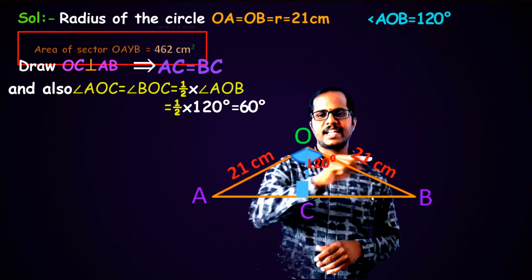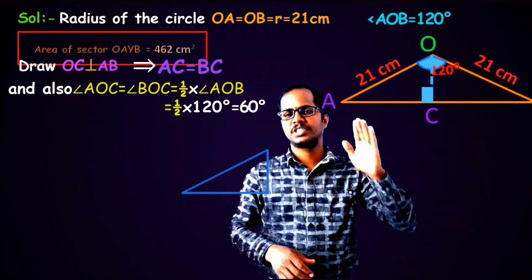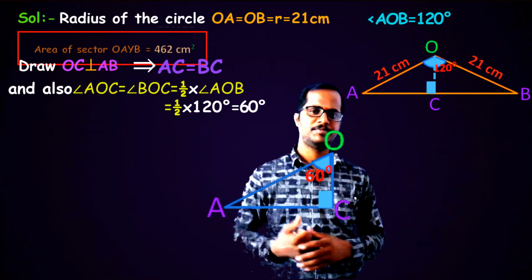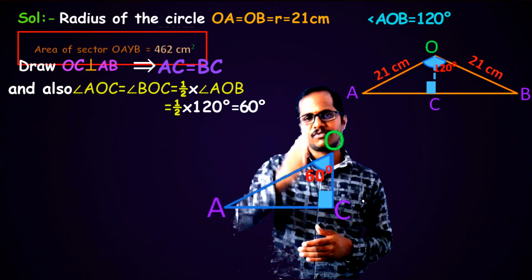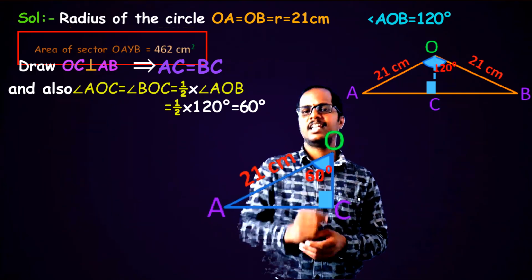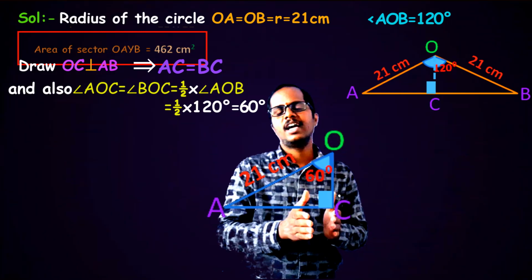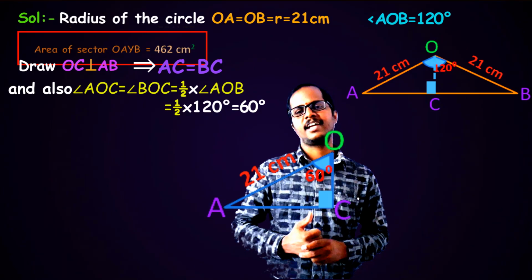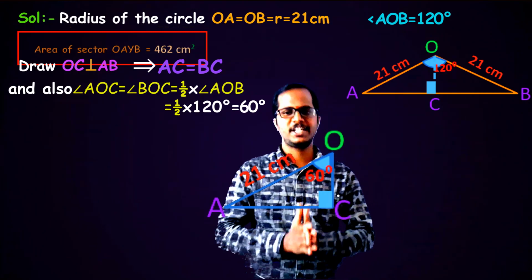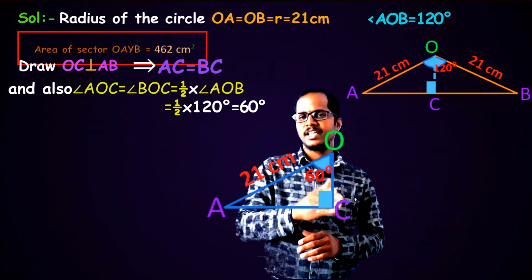To find this, let us take triangle AOC. Let us take right triangle AOC, in which angle AOC is 60 degrees and length of OA is 21 centimeters. Now in this triangle we need to find OC. So how can we find the length of OC? Here in this triangle we have one angle and the length of one side. So when we know one angle and the length of one side in a right angle triangle, to find the lengths of the remaining sides or angles we use trigonometric ratios.